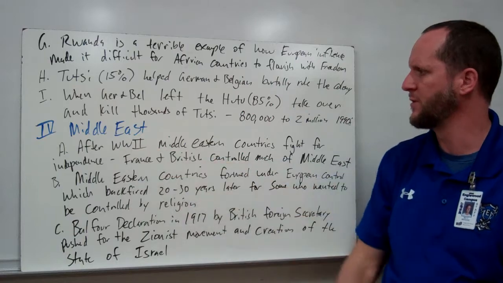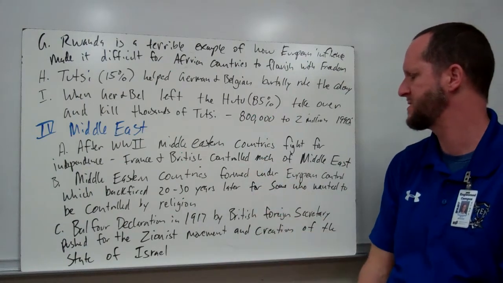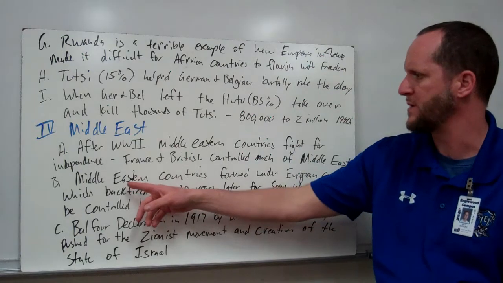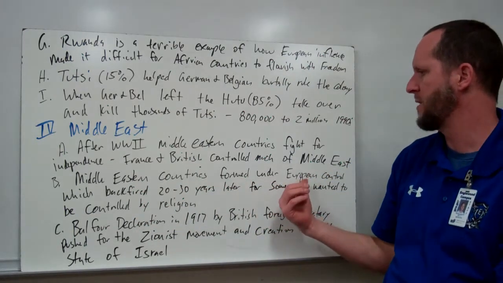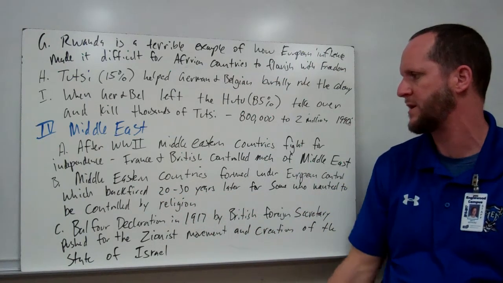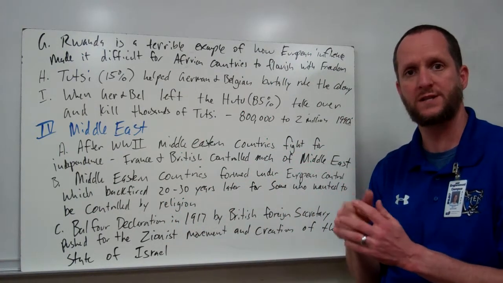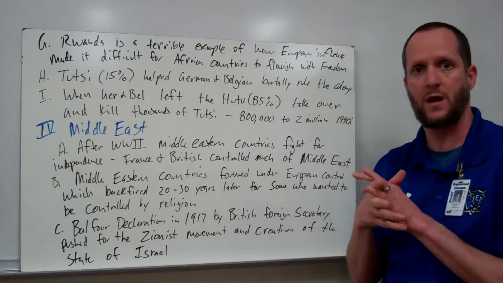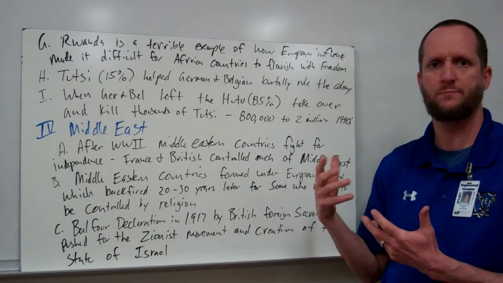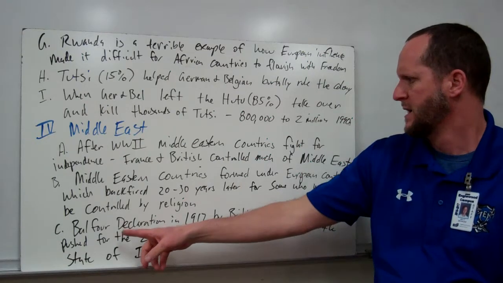Now in the Middle East, after World War II, Middle Eastern countries fight for independence. France and British controlled much of the Middle East, so they were constantly trying to gain their independence from those two European powers. Middle Eastern countries formed under European control, which backfired 20 or 30 years later for some who wanted to be controlled by a religion. So the British, to some point the Americans, the French, helped these countries form a government, but then 20 or 30 years later, like in Iran, this backfired, and a religious government now controls Iran.